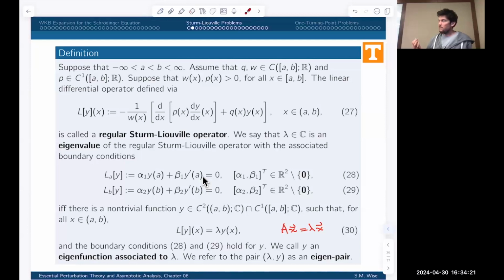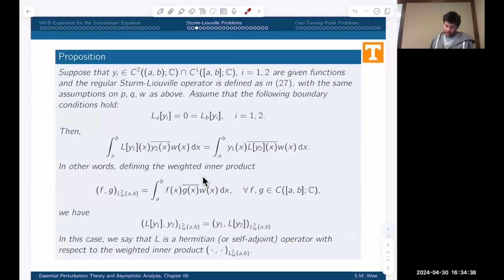So we're going to use WKB methods to approximate solutions to these eigenvalue problems in a certain situation. We can't always approximate them well with WKB methods, but we can in some cases. So here's a property of Sturm-Liouville problems.